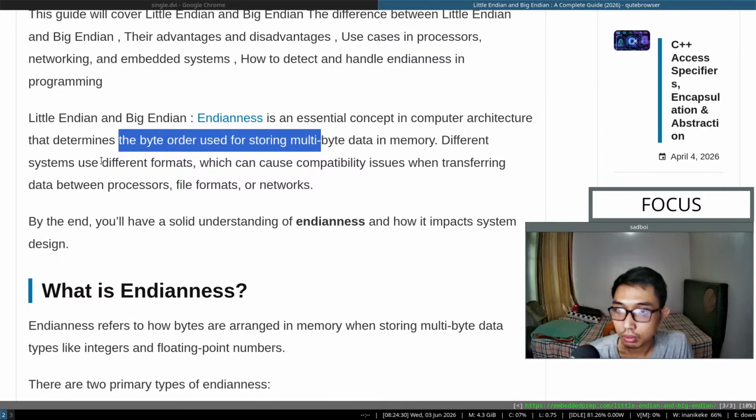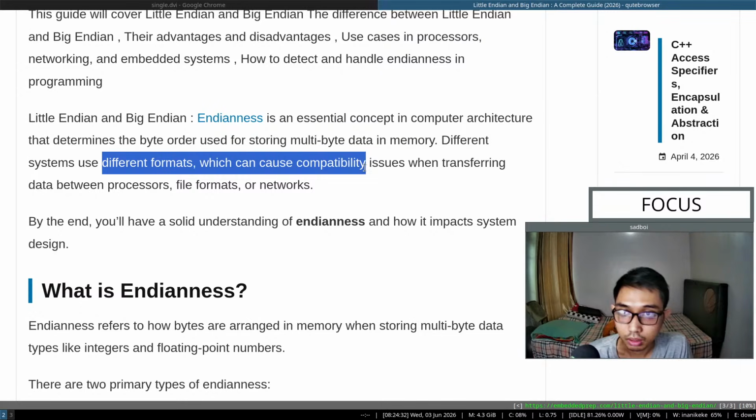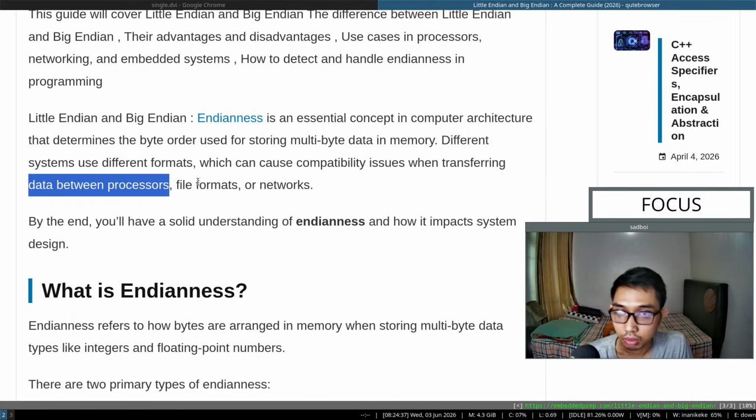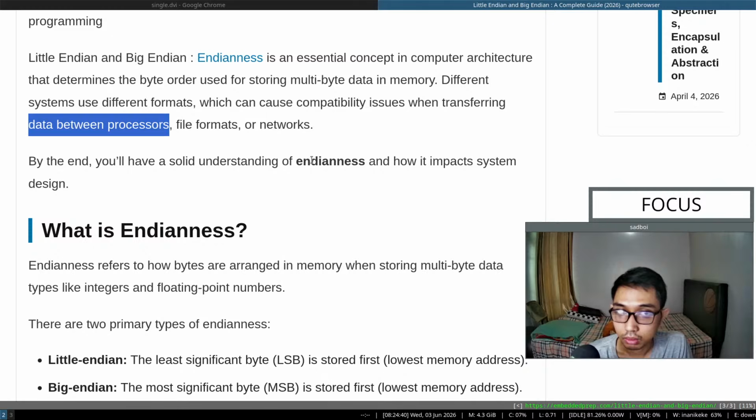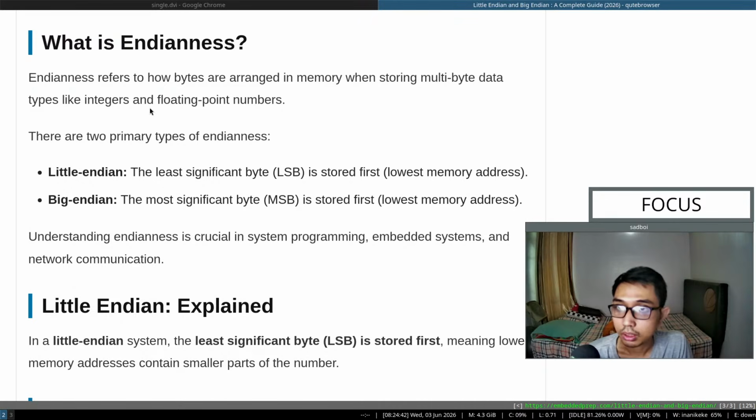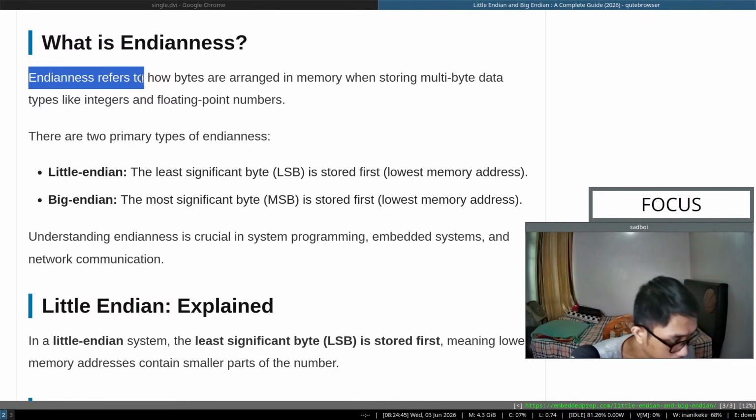Different systems use different formats, which can cause compatibility issues when transferring data between processors. What is endianness? Usually this is a property of a CPU, but you see it a lot in serialization, when you send bytes across a network, for instance. Okay.